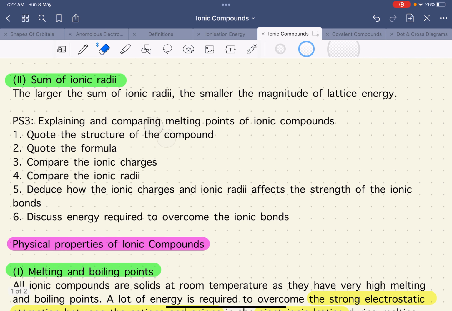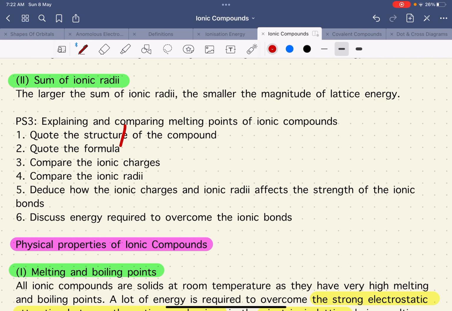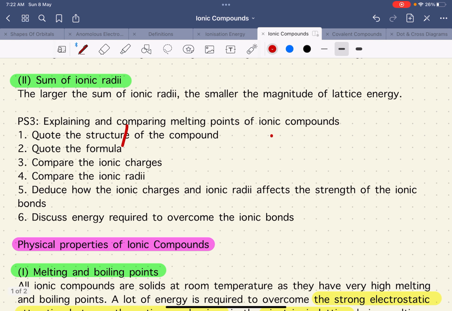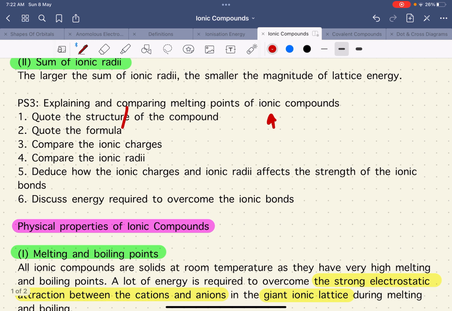Then, explaining and comparing the melting points of ionic compounds. First, we have to quote the structure of the compound. Since you're comparing ionic compounds, you first have to say they have a giant ionic structure. Then you have to quote the LE formula. Then compare the ionic charges. Then compare the ionic radii. Then deduce how the ionic charge and ionic radii affect the strength of ionic bonds using the LE. Then discuss the energy required to overcome the ionic bonds.